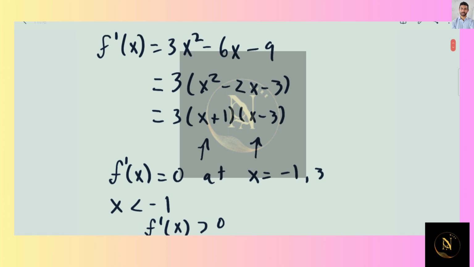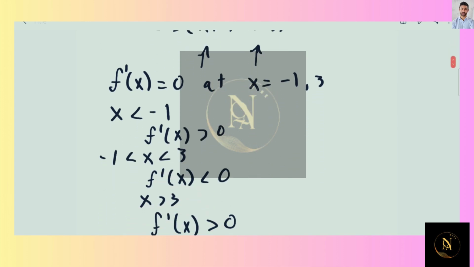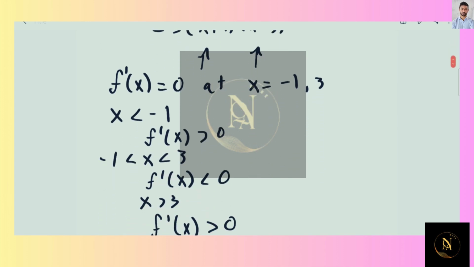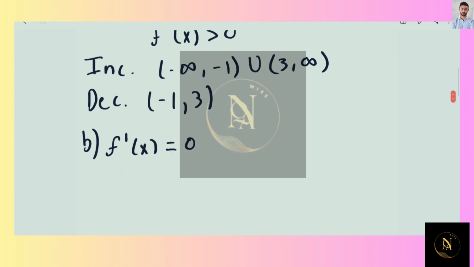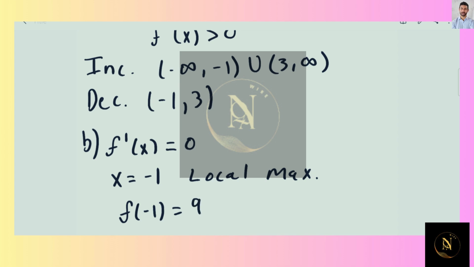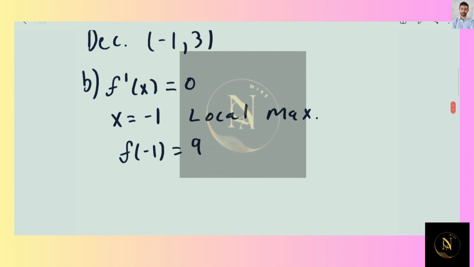And so what we're going to do is look at the actual data that we already found. So we're going to look at values of x less than negative 1. We see that our derivative is positive, and then values of x between negative 1 and 3 are negative. So we're going from positive to negative, which means we're going from an increasing slope to a decreasing slope, which means that at x equal to negative 1, we have a local maximum. So if we plug this back into our original function, we'll see that f of negative 1 is equal to 9. So we have a local max at 9.